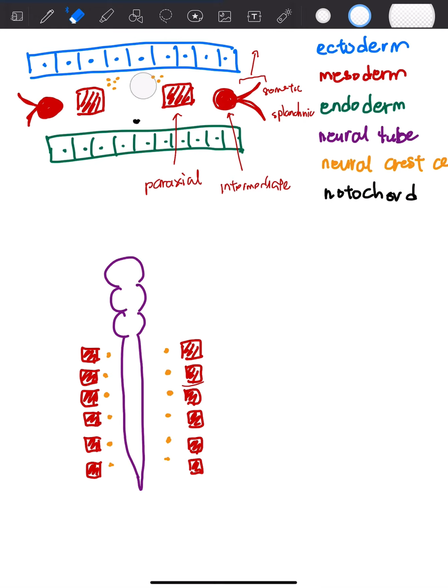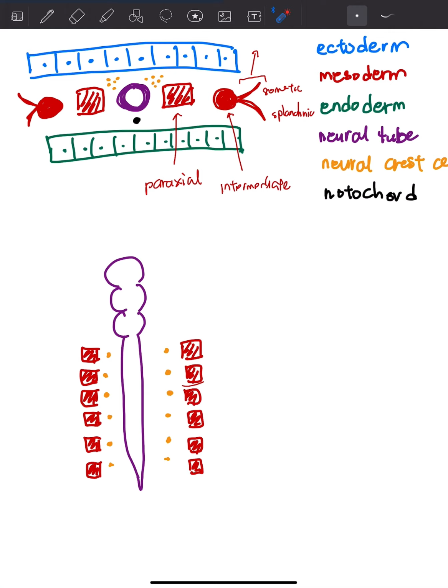If you were to take the neural tube here, instead of doing a cross section of the embryo, I'm going to bring it out and put it longitudinally. This is your neural tube here. At the sides of the neural tube, you can see these are your neural crest cells, so I put the neural crest cells at the sides here. At the sides of the neural crest cells, you can see the paraxial mesoderm, so I put the paraxial mesoderm there.